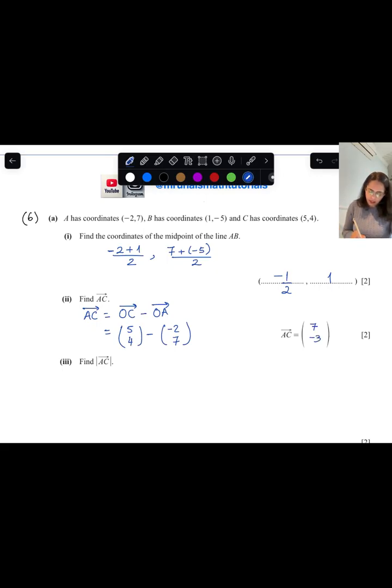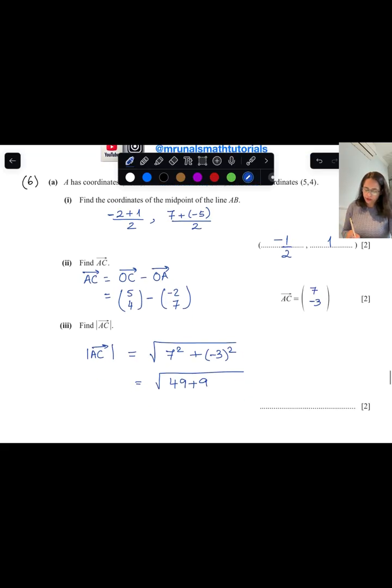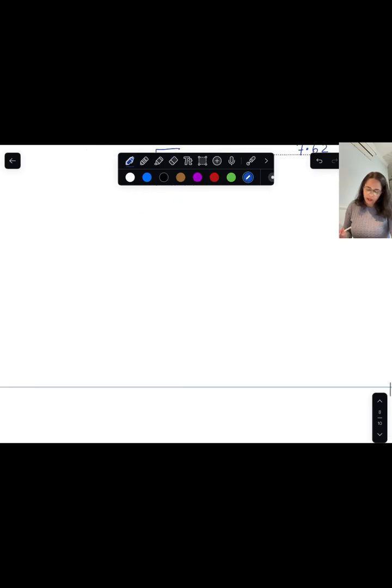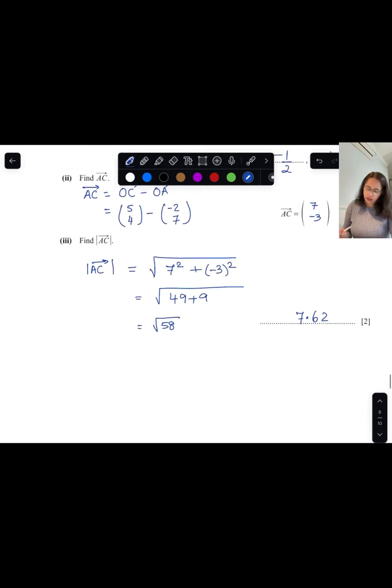And now we need to find the magnitude of the vector AC. Again, x squared plus y squared. So 7 squared plus (-3) squared. So that's 49 plus 3 squared, which is 9. So this works out to be the square root of 58, which is 7.62, correct to 3 significant figures. And that's about it.